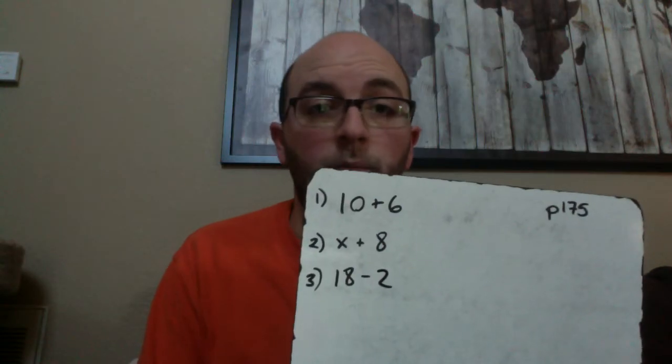Okay. Henry has $18. He spends 2. How much does he have left? So he had 18. We took 2 away. 18 minus 2. And that's it, right? We're just writing the problem down. We're not solving. We're not worried about the answer. They're just asking us to write the expression.